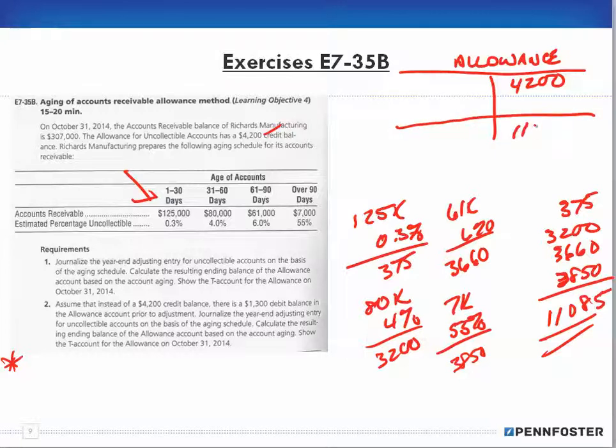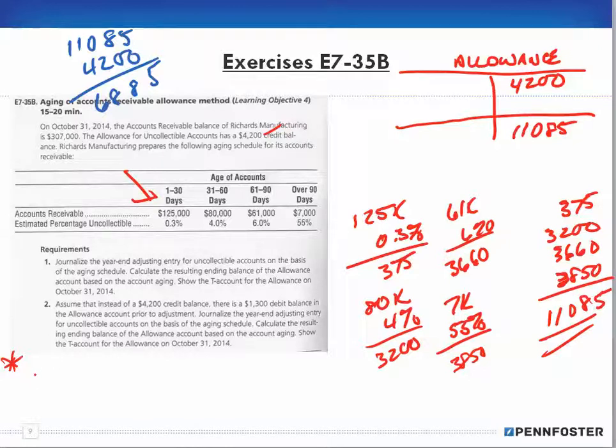So I need a credit balance of 11,085 in the account, right? How do I get to that balance? Well, I have to add up my debits, add up my credits, subtract one from the other, in order to get the $11,085. So if I have 11,085 and I have a credit balance already of 4,200, I subtract one from the other and I get $6,885 is what my journal entry would be.